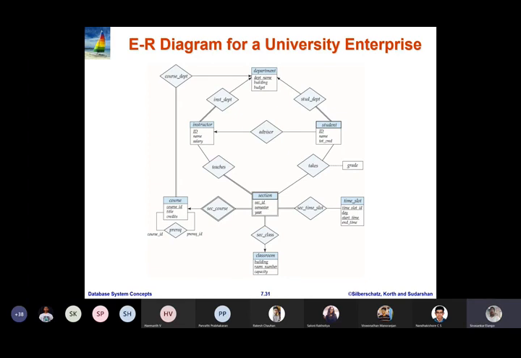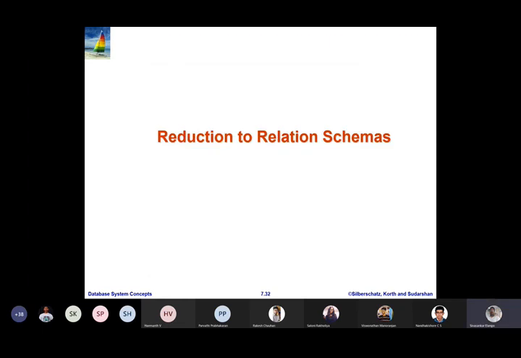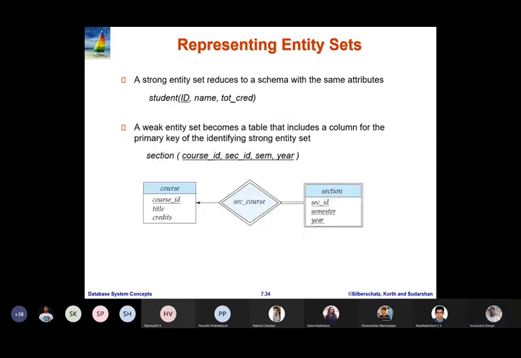So how to represent a strong entity? By means of a relation schema. I'm going to represent a strong entity by means of a relation schema using the same name as the strong entity. So here the name of the strong entity is going to be student. So I'm going to represent it by a relation schema student with the attributes ID, name, and total credits. So this is how I represent a strong entity set.